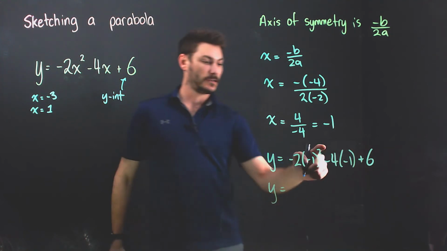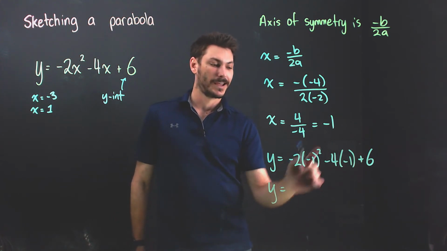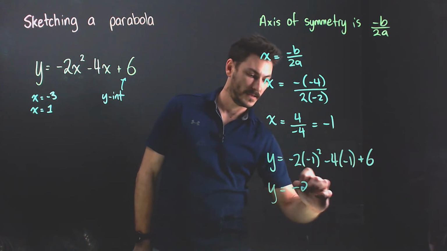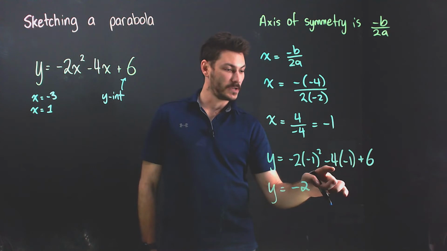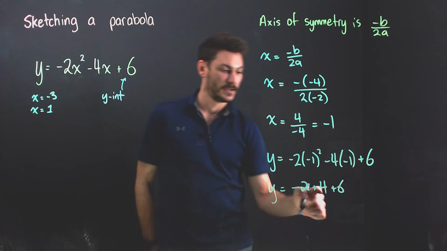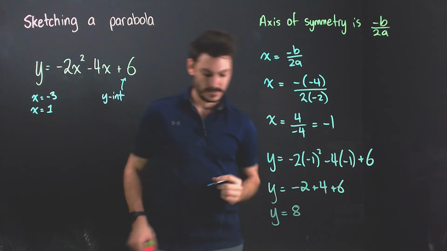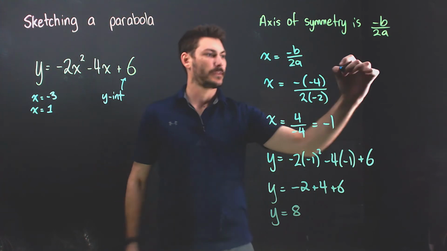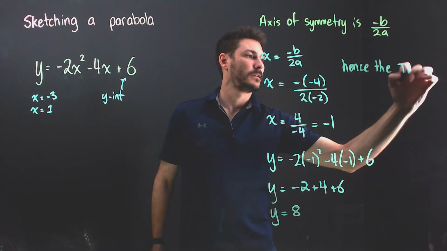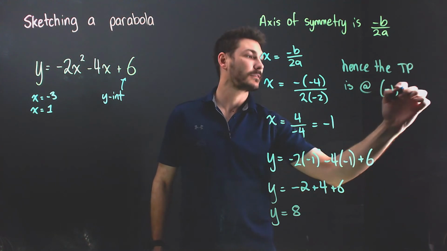Simplifying that, I get negative 1 squared, because of course BODMAS still applies. We do orders before we do multiplication. So negative 1 squared is 1, minus 2 times 1 is just negative 2. I've got minus 4 times minus 1 now, which is plus 4, and I have plus 6 at the end. 4 and 6 is 10, minus 2, y is equal to 8. And hence, I might just write that over here, hence the turning point is at the point negative 1, 8.